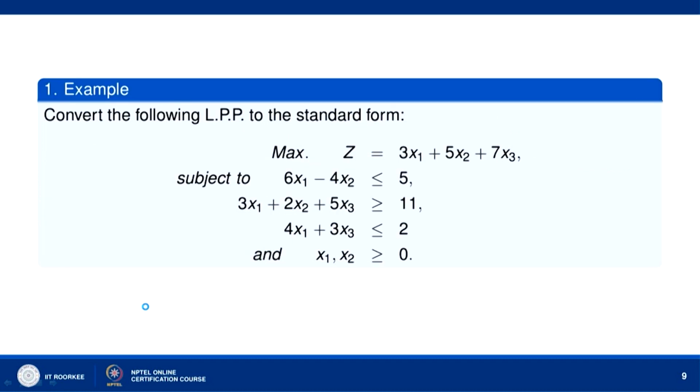Now, for example, let us convert the following LPP to the standard form. We have here the objective function z equal to 3x1 plus 5x2 plus 7x3, and we want to maximize this, and the constraints are 6x1 minus 4x2 less than or equal to 5, 3x1 plus 2x2 plus 5x3 greater than or equal to 11, 4x1 plus 3x3 less than or equal to 2, and x1, x2 are non-negative.